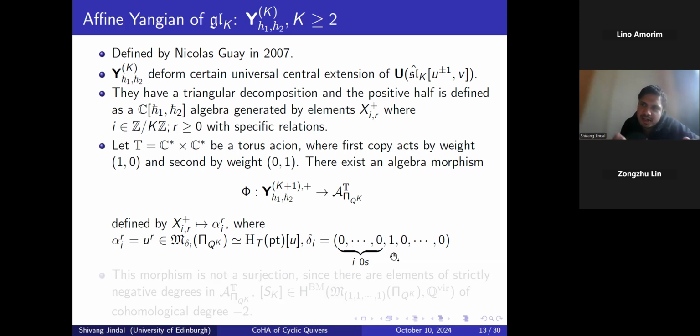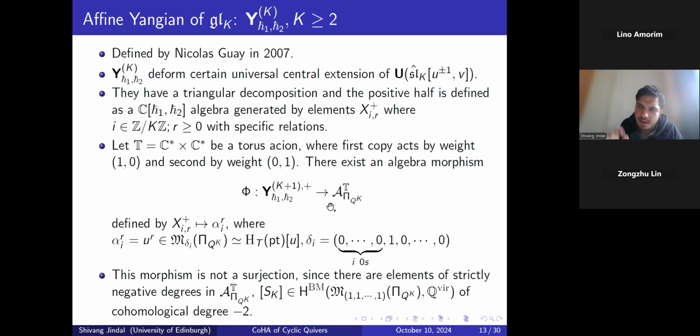In particular, when we look at this moduli space for this dimension vector, there is no extra relation, so it's smooth. In fact, the homology is exactly the T-equivariant homology of a point with some variable u, and this \alpha_{i,r} is identified with u^r in this ring. Now one can define this as an algebra morphism. However, this is not a surjection, and that's exactly the point.